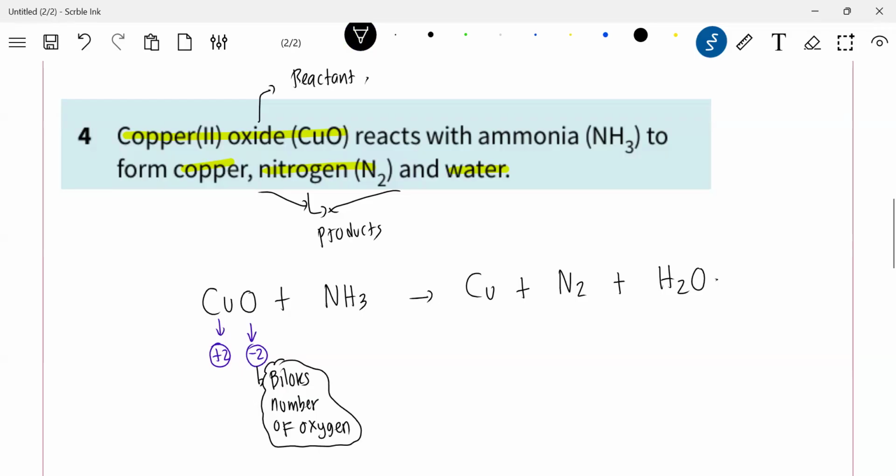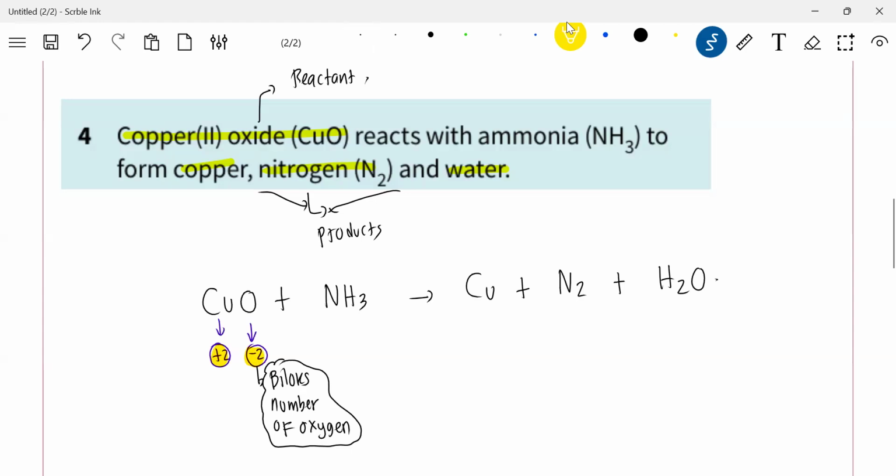Then Cu, of course, is positive 2, sir, because to make it balanced, the charge of CuO is 0. So to make it balanced, positive 2, because positive 2 minus 2 becomes 0. So this is positive 2 and then meets negative 2 to become 0.